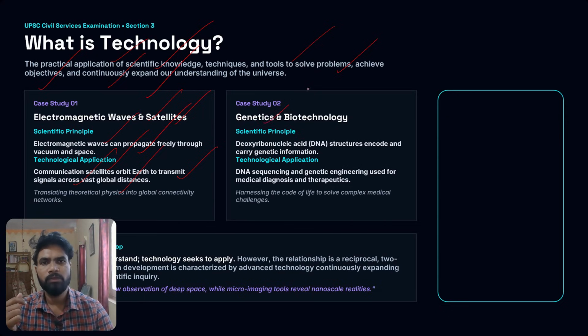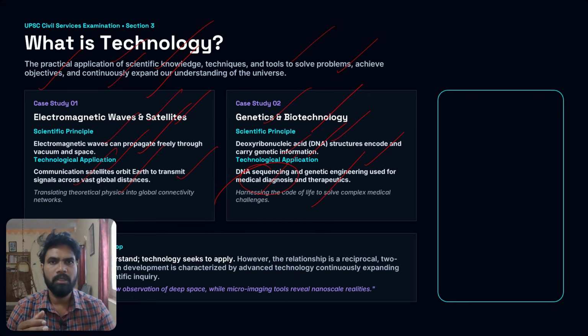Then genetics and biotechnology. We have basic scientific knowledge that DNA structures encode and carry genetic information. This is known to us. And how are we utilizing it? We are utilizing it in applications like DNA sequencing and genetic engineering, which are used for diagnosing diseases and treating some diseases, that is called gene therapy. Several other applications are there. We will study all these applications elaborately in the coming future.